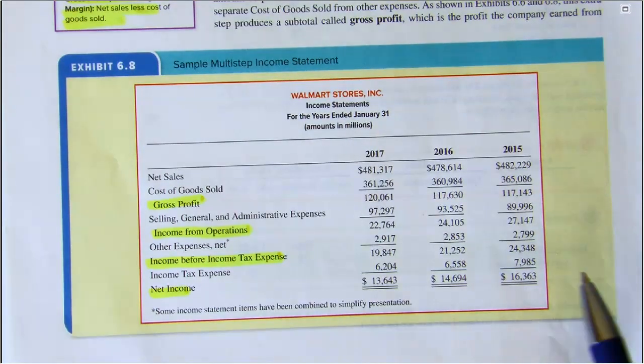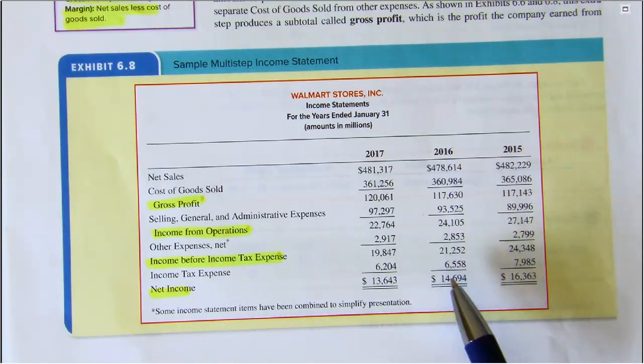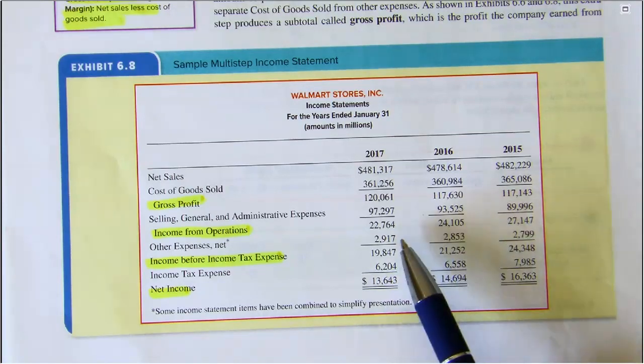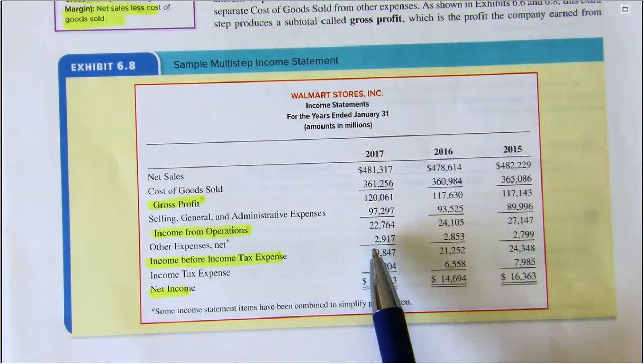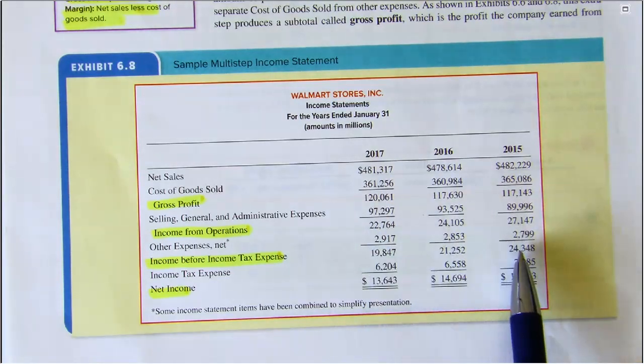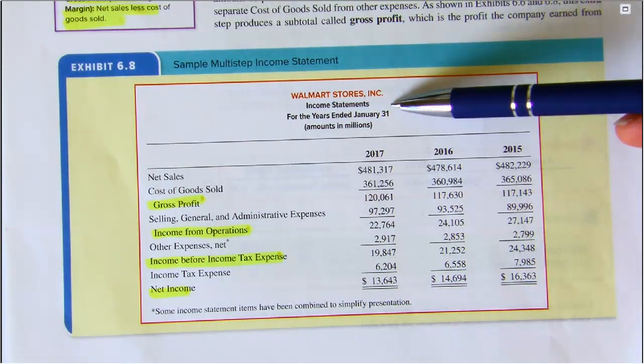When you have more than 1 year represented in a financial statement, it's called a comparative presentation because you can then compare year to year to year. Notice that the most recent year is always listed first, with the earlier years listed to the right. So we are looking at Walmart Stores Incorporated, and these are multi-step income statements for the 3 years.